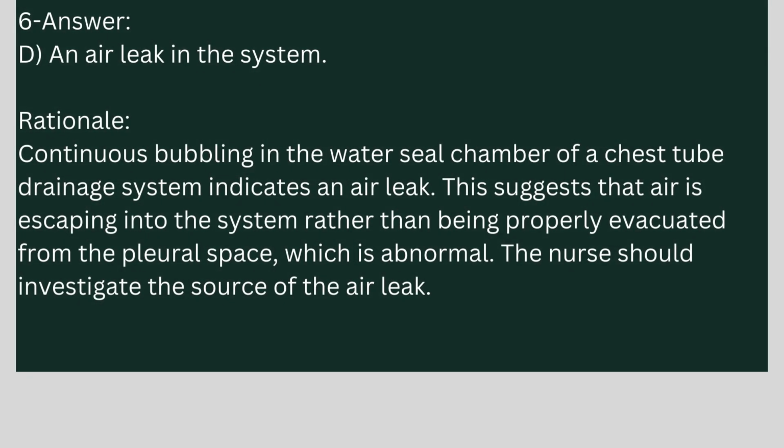Answer 6. D. An air leak in the system. Rationale: continuous bubbling in the water-sealed chamber of a chest tube drainage system indicates an air leak. This suggests that air is escaping into the system rather than being properly evacuated from the pleural space, which is abnormal. The nurse should investigate the source of the air leak.